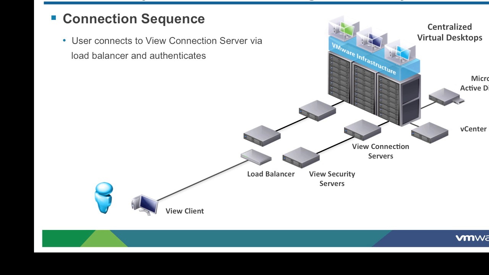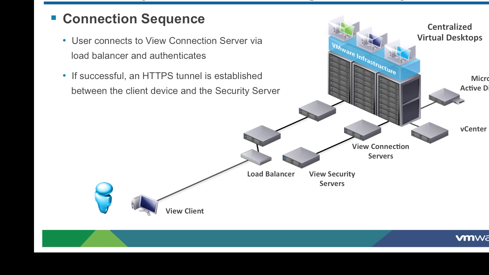Then the load balancer will make a decision about which View security server to use. It'll do this based on availability. If they're both available, then the connection will be routed to the View security server that is least loaded. In this way it'll balance user connections across the available security servers.